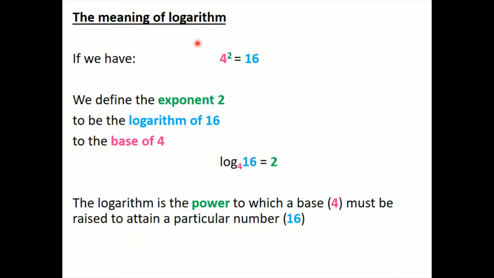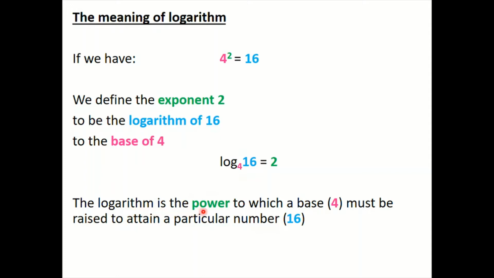We now move on to logarithms, and our starting point is the meaning of a logarithm. So if we have 4 squared equals 16, for example, and we want to set this out in log form, we would define the exponent 2 to be the logarithm of 16 to the base of 4. So it would look as follows: log of 16 to the base 4 equals 2.